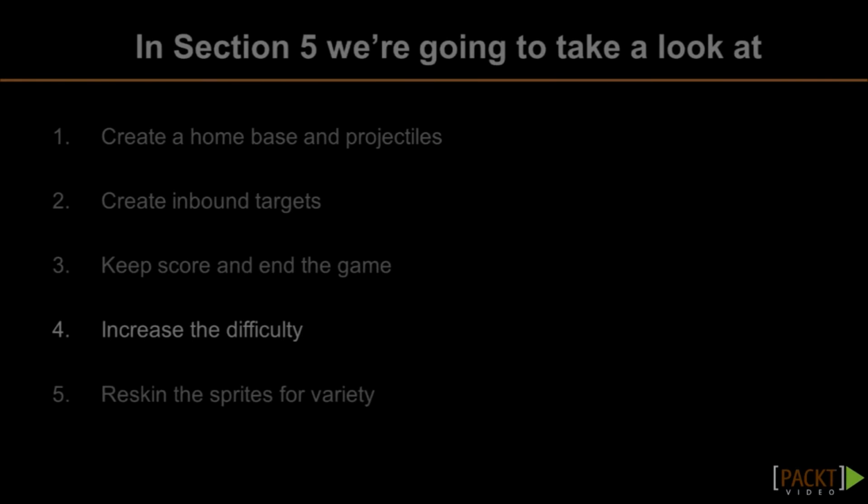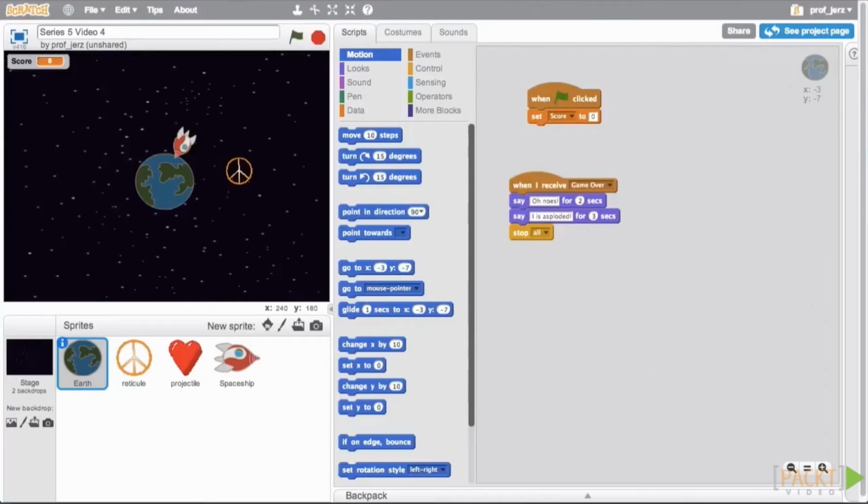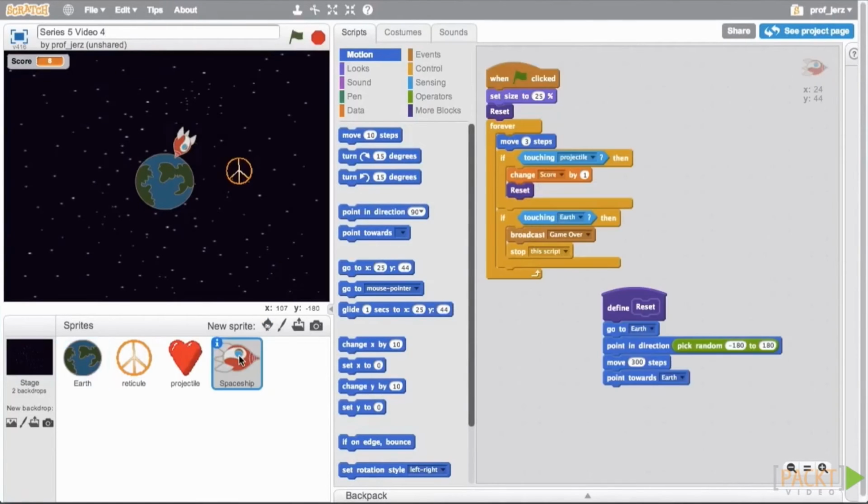Our base defense game works, but it's very easy. Any good arcade game needs to get progressively harder. We will use cloning so that multiple incoming hostiles can be on the stage at the same time. Okay, first we will adjust our existing code. Instead of using this spaceship sprite itself, we will be using a clone of this spaceship.